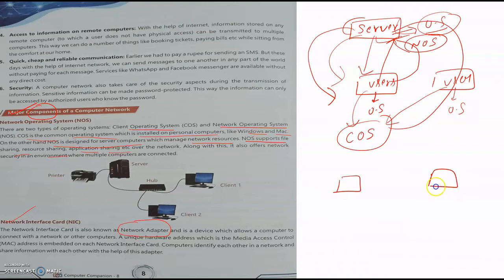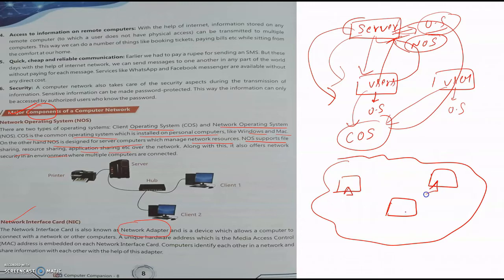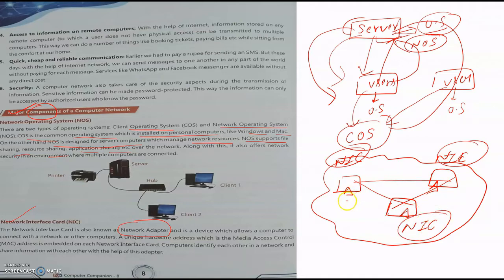All the devices which are connected in a network, suppose that this is a network and these computer devices have some NIC card, and each and every NIC card, that is network interface card, holds MAC address. With the help of MAC address, this system identifies the another system. Clear? Which is basically used for identification in a network.